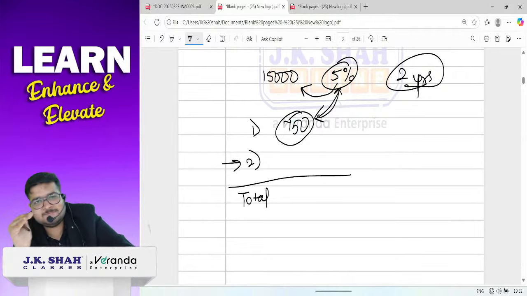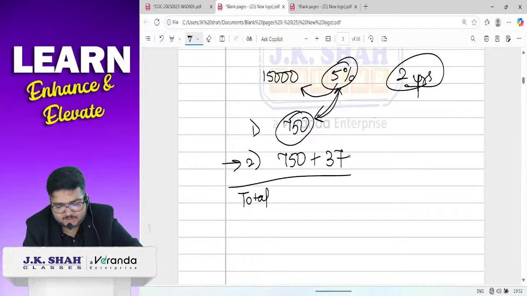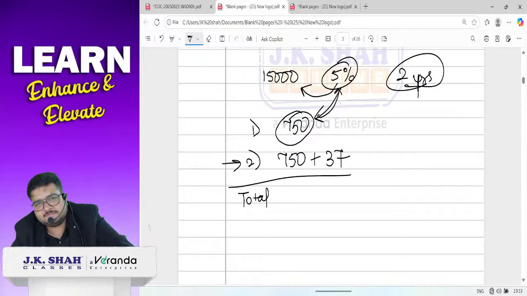How will we calculate 5% of 750? We will find out 10% and then halve the answer. 10% of 750 is 75. We will halve the 75. Half of 75 is 37.5. But I am ignoring the 0.5, I am just taking 37.